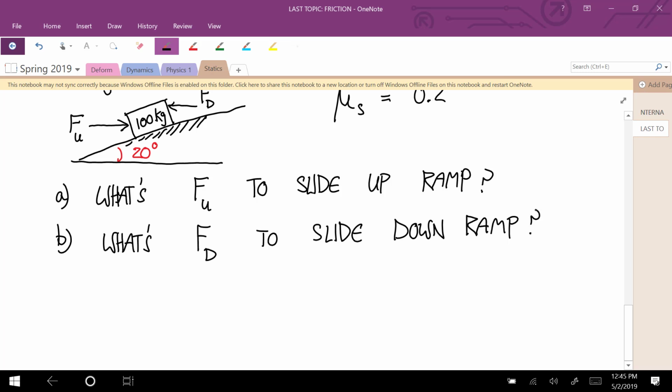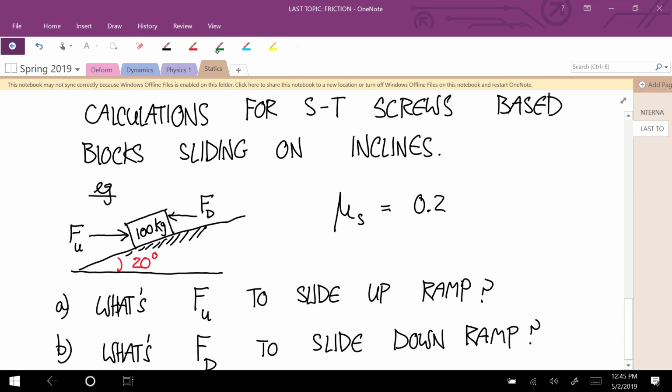In order to do both of these, we're going to use a sort of unusually rotated coordinate system. The one that we always use for these has the y-axis pointing straight out of the surface, and then the x-axis is parallel to the surface. And notice that these forces, Fu and Fd, I'm setting them up to be horizontal. That makes the calculations a little bit more of a nuisance, but I'm going to do it anyways.